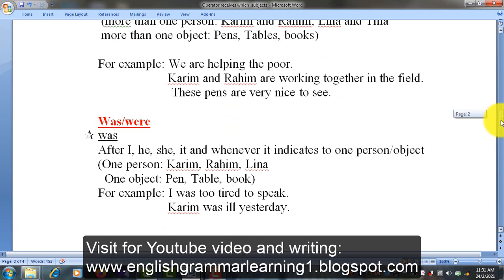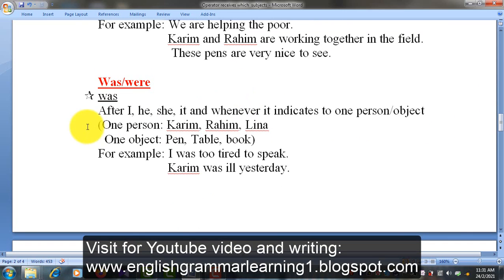Now where to use was or were? Was. After I, he, she, it, and whenever it indicates to one person or object. Before I said what one person was. One person means, again I am telling, one person means Karim, Rahim, Lina, such type of examples. One object means like pen, table, book.